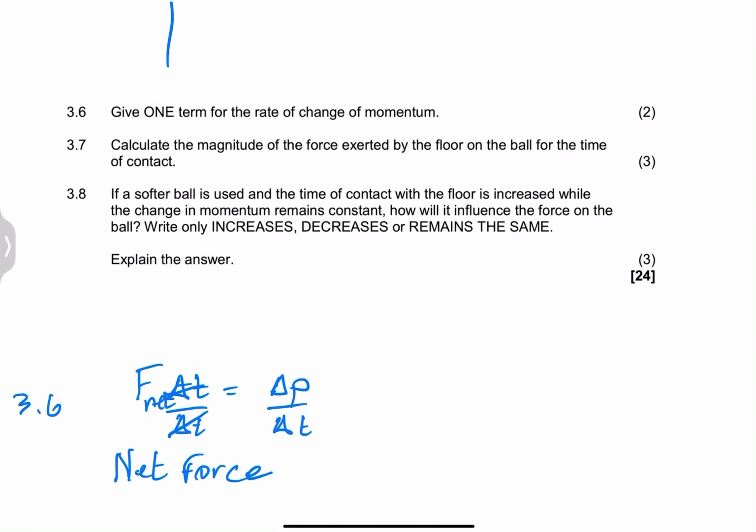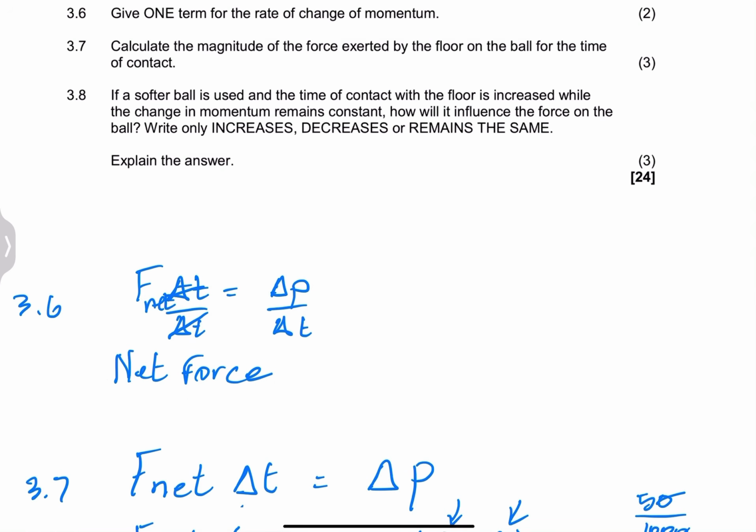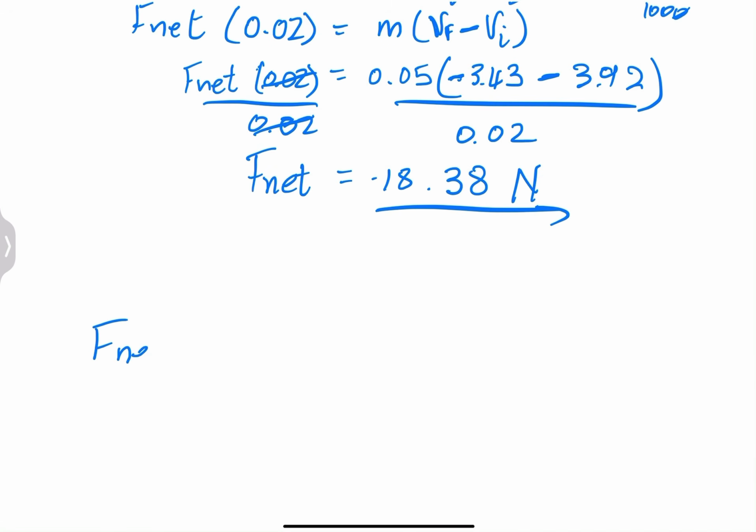Now they say to us, if a softer ball is used and the time of contact with the floor is increased while the change in momentum remains constant, how will this influence the force on the ball? They say write only increase, decrease, or remain the same, or explain the answer. Now they have somewhat explained it to you. If we use a softer ball, what will happen? It means that the time of contact with the ground will increase. And they did say momentum remains constant. So how will this affect the force? The force would decrease. I'm going to show you just now.